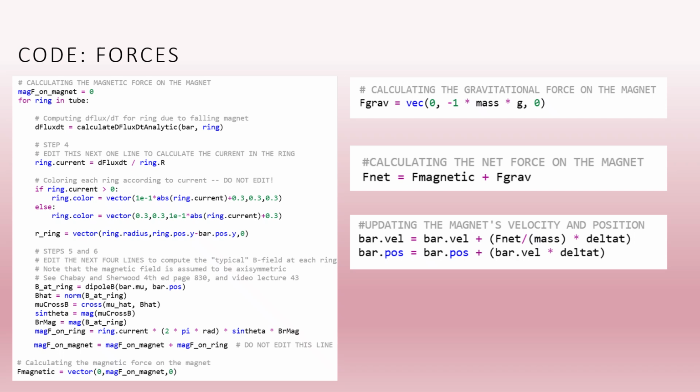Okay, now to code the forces, I first calculated the magnetic force on the magnet, and that's shown on the left. And then on the top right, I calculated the gravitational force on the magnet, and then I added those two together to find the net force on the magnet, and then updated the magnet's velocity and position.